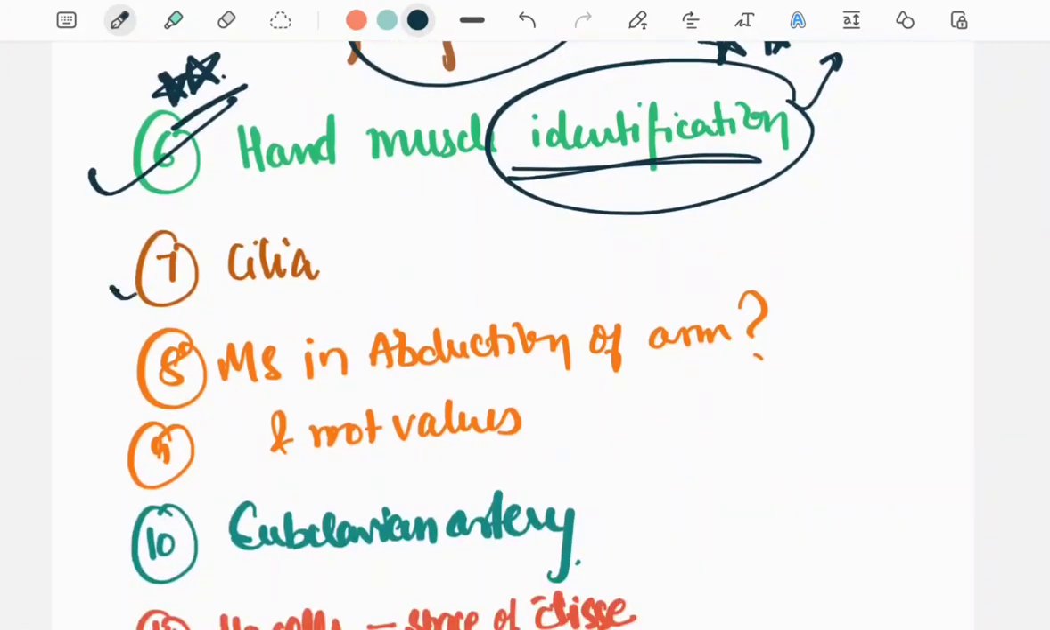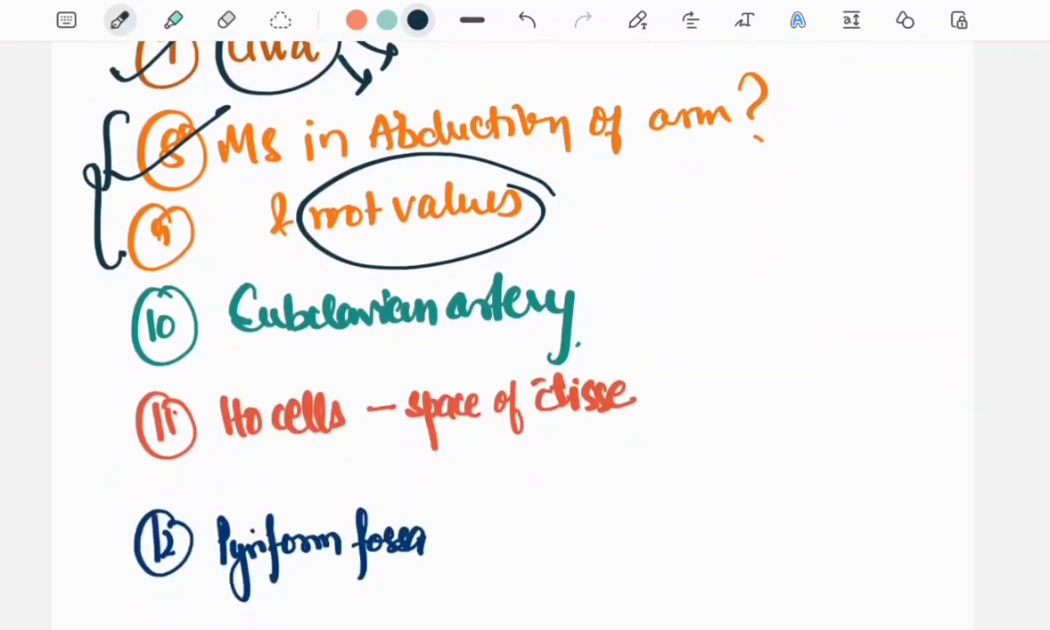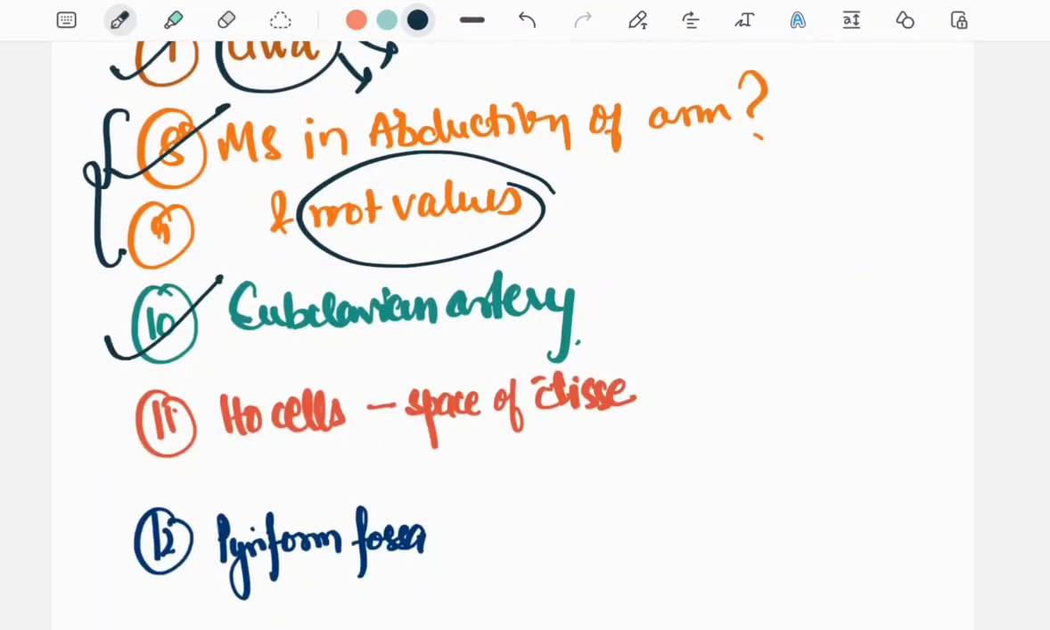Then in histology, cilia was marked. Cilia is seen in which of the following structures? This type of questions will be asked. Then muscles involved in abduction of arm and root values of those muscles. So there were 2 questions in that paper. Then you need to learn about the branches of subclavian artery. Then there was one question on Ito cells, and they are seen in space of Disse.